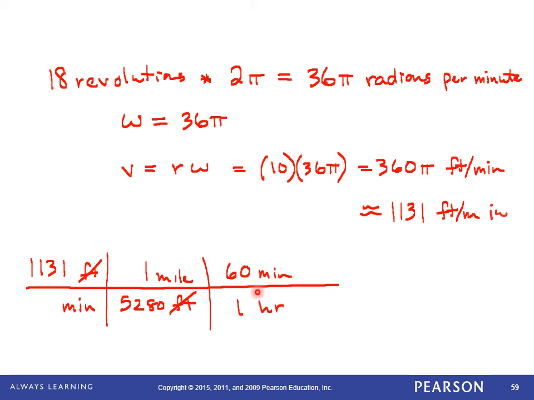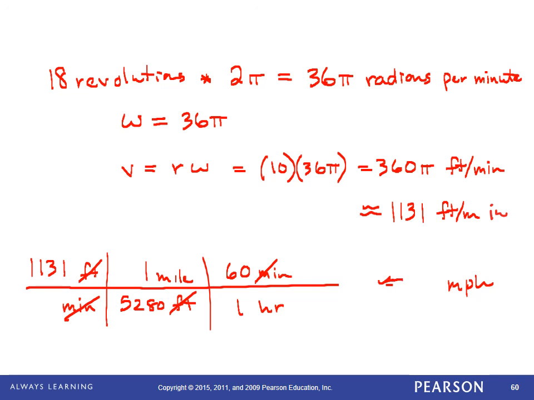So these values always have to be the same. So 1 mile, 5,280 feet. That is the same. 60 minutes, 1 hour. That's the same value. But notice what's going to happen here, the minutes get to be canceled. So now what units am I in? I'm in miles per hour. So now let's multiply this here. Let's multiply the 1,131 times 1 times 60 divided by 5,280. And when I do that, I get myself miles per hour, exactly how I wanted it.